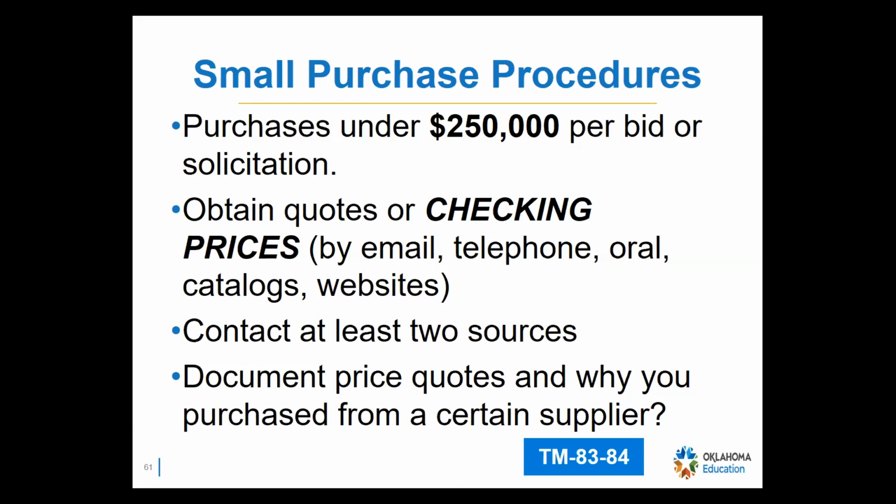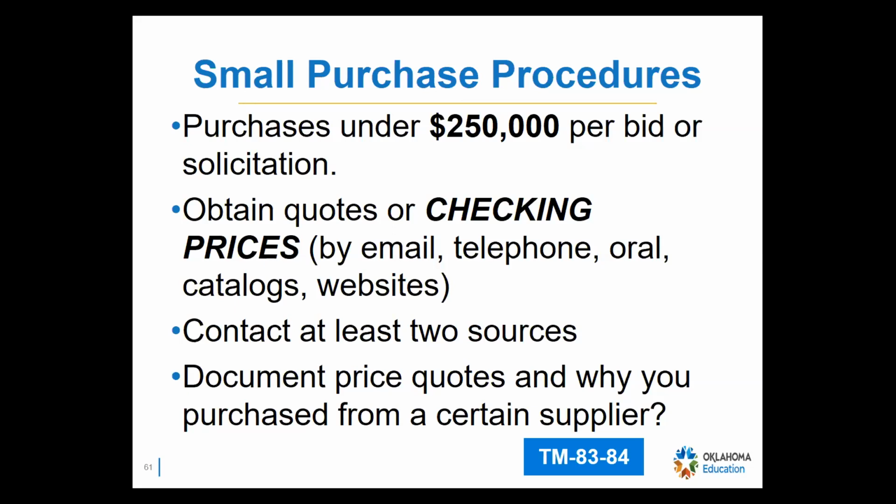As long as you contact 2 sources or tell us what prices are or whatever, you can justify why you're using who you're using. But small purchase is you're checking prices, and you can buy from 1 vendor, you can buy from 2, but you're checking prices. Micro purchasing is you are not checking prices, but you are buying from multiple sources.